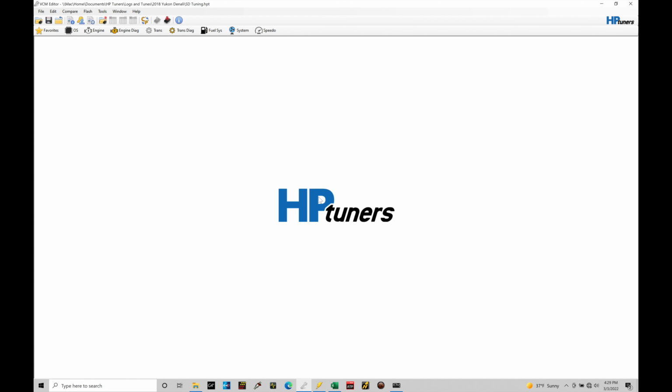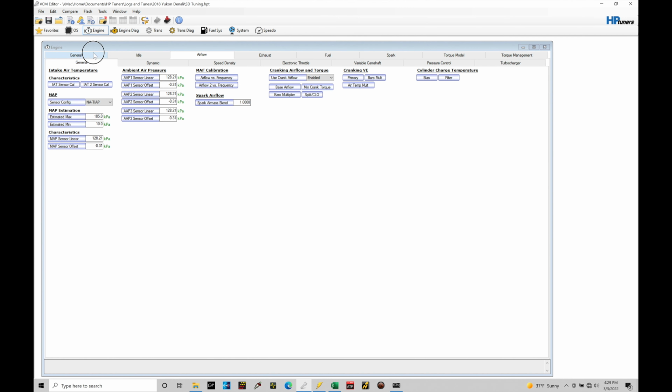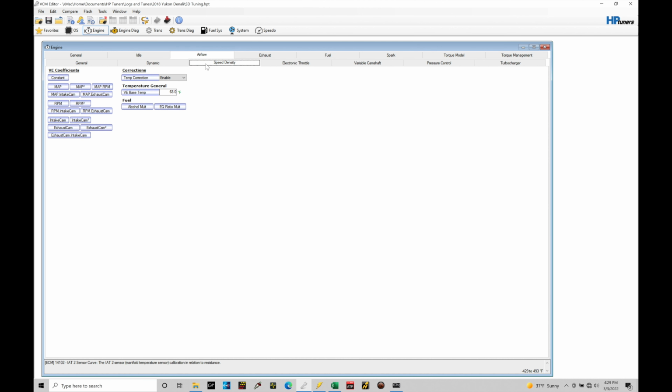So the first thing I want to do here is take a look at any Gen 5 file. In this case, I'm looking at a 2018 Yukon Denali. I'm going to locate where we can find our speed density tables. And then we can start to break down how this is all going to work. So the file I have open here is from our test vehicle, 2018 Yukon Denali. I'm going to go up here into my engine tab and go from general here into airflow. And then from airflow here, we can move from our general tab over into our speed density tab right here.